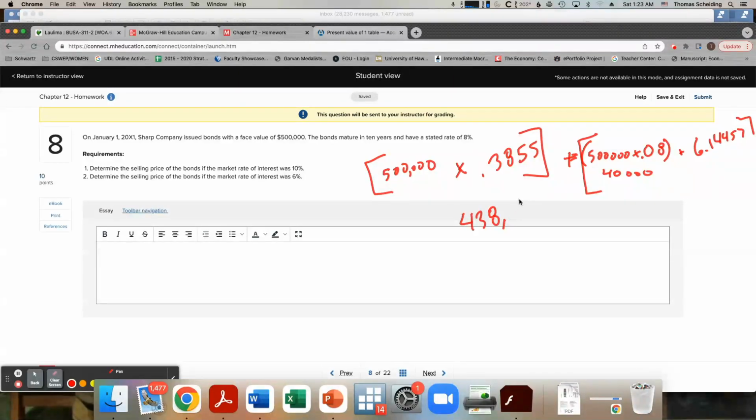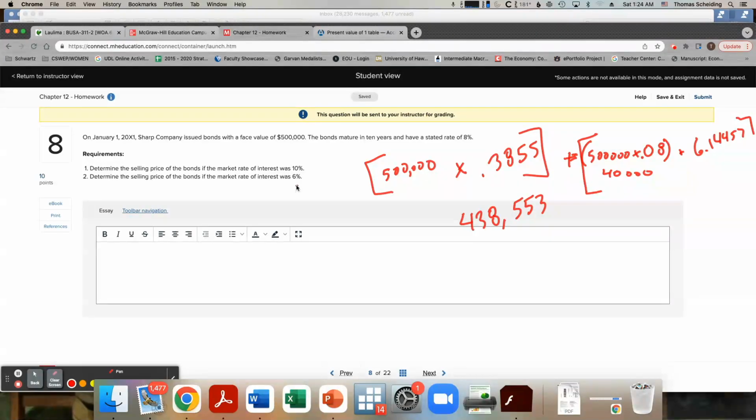Okay, I get 438,553. So essentially here, what I had to do is multiply the cash interest payments that I'm receiving by the total of the present values. And I'm going to add to that the present value of the principal, which presumably would be repaid by the end. So that would be the entire $500,000 principal, which would be paid back by year 10. And then the present value in year 10, which is 0.3855. So that gets us 438,553 when we sum up the two of these.